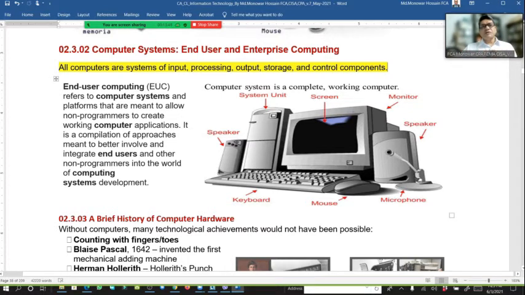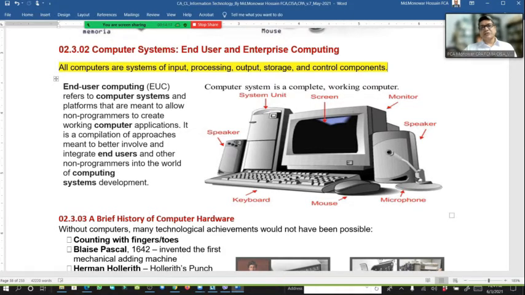End user computing refers to computer systems and platforms that are meant to allow non-programmers to create working computer applications. End user computing is a combination of approaches meant to better involve and integrate the end user and non-computing staff.